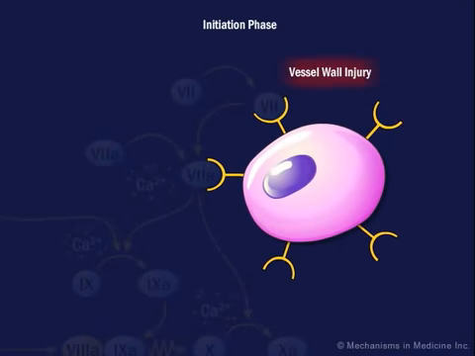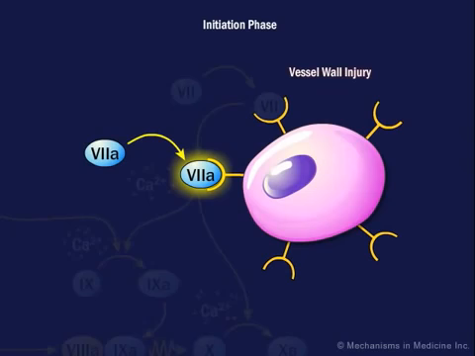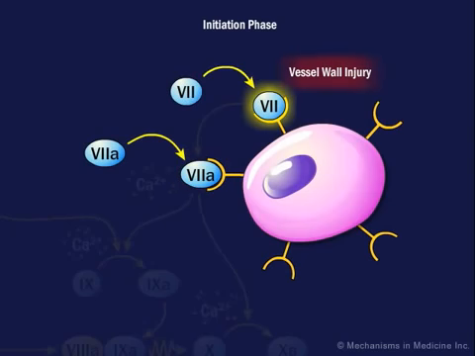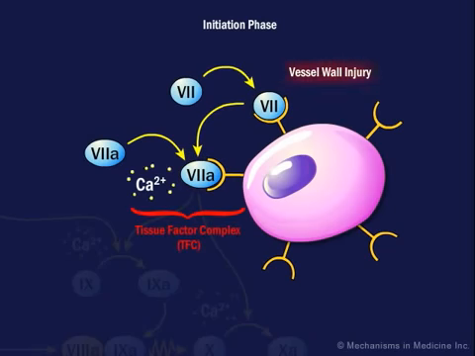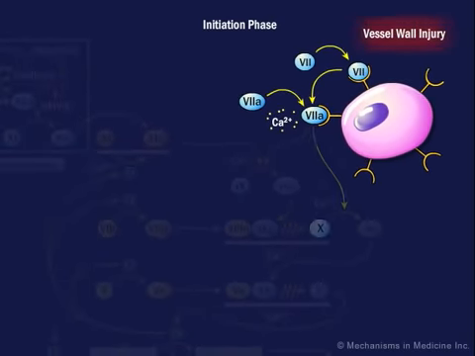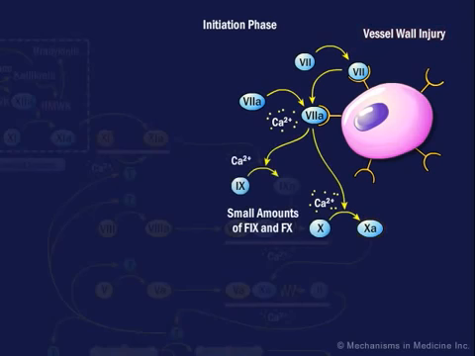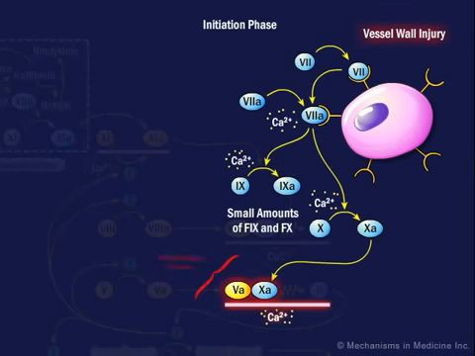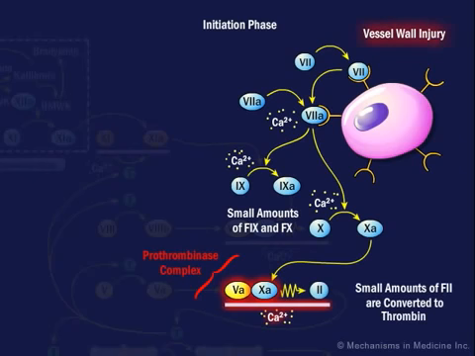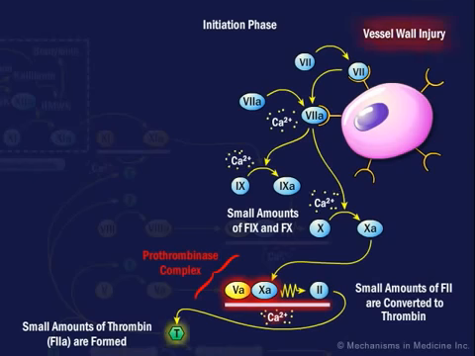Tissue factor binds both small amounts of circulating factor 7A and factor 7 zymogen, promoting its autoactivation to factor 7A. In the presence of calcium, this forms the factor 7A tissue factor complex, or TFC. The tissue factor complex activates small amounts of factor 10 and factor 9. Factor 10A forms a complex with factor 5A and calcium, the prothrombinase complex, to convert small amounts of factor 2, prothrombin, to factor 2A, thrombin.